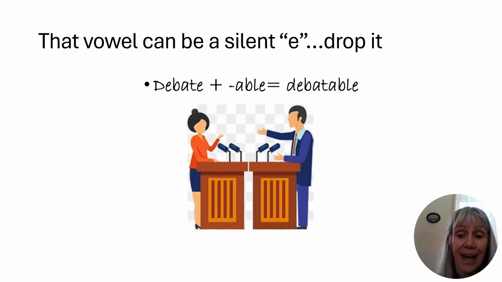So when I am adding my suffix able, which means that we can debate, we are going to drop the E from the word root before adding the suffix. So it becomes D-E-B-A-T-A-B-L-E. That topic of conversation is debatable. What you call the truth is debatable.